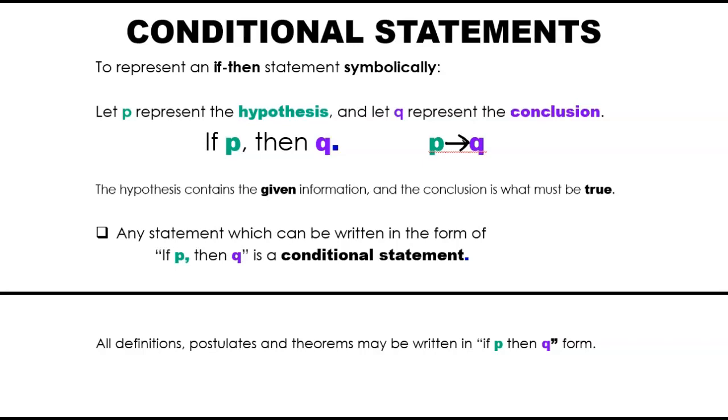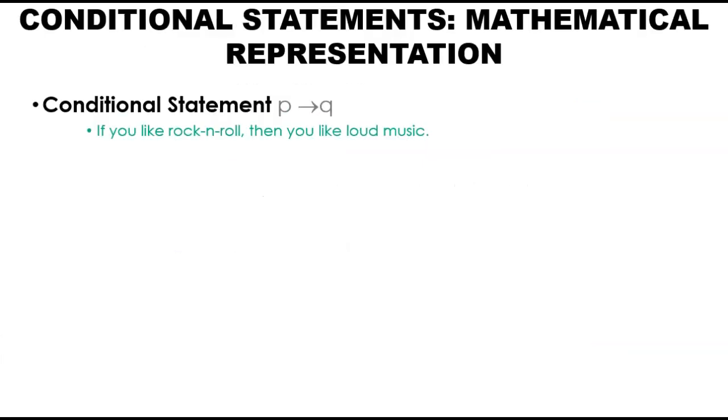So if two lines are parallel, then they do not intersect, okay? If two angles are complementary, then they add up to 90 degrees, okay? Those are just some basic examples. So our conditional statement says, if P, then Q. So if you like rock and roll, then you like loud music, okay? So there's three other types of statements that can come from a normal conditional statement.